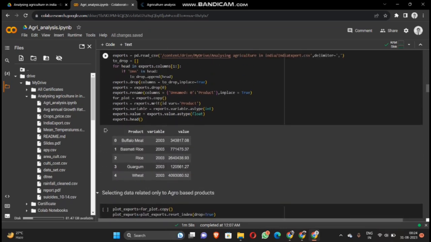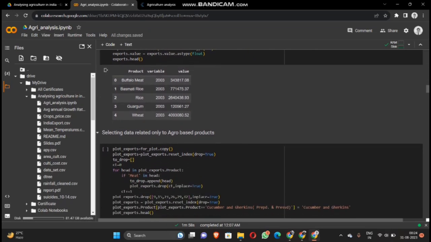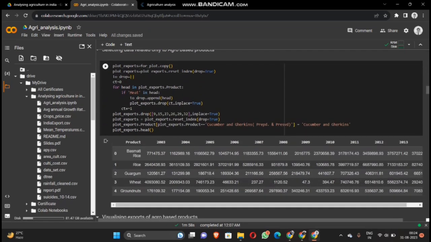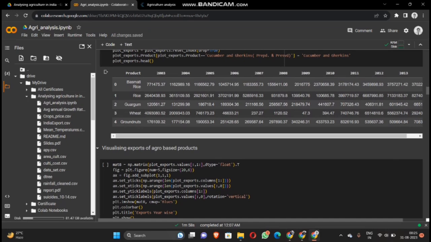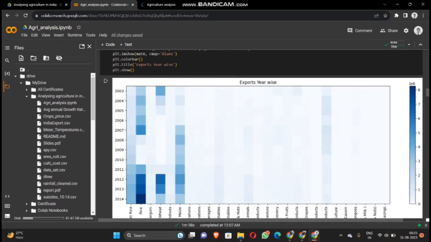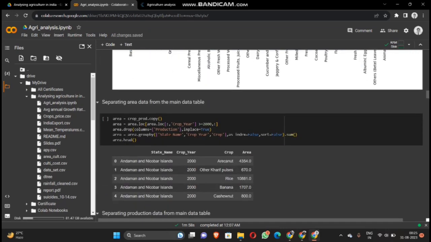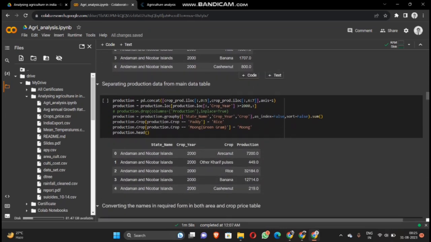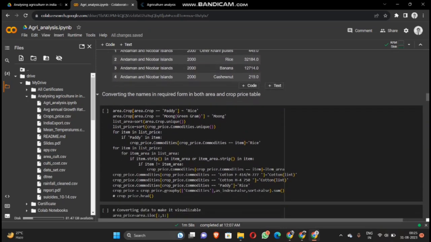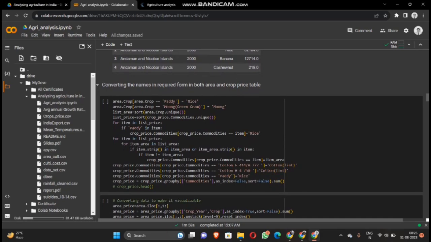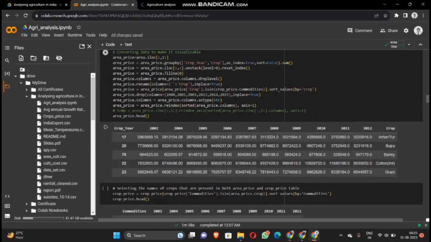Here we can see that in the data sets there is meat and other data sets are also available. So we have to select only the agro-based products, which are basmati rice, wheat, groundnuts, and other agro-based products. I have finalized that and then visualized the same. Similarly, we have separated the area data from the main table to analyze it separately, and these are the separation phase. Then we have converted the names in both area and crop as per our needs for visualization.